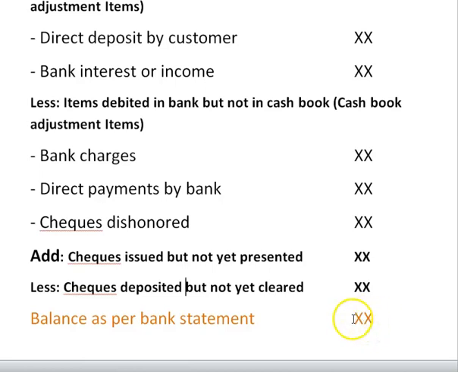Okay, with this you're done with the reconciliation. So this is to help you understand the format for preparing the cash book.